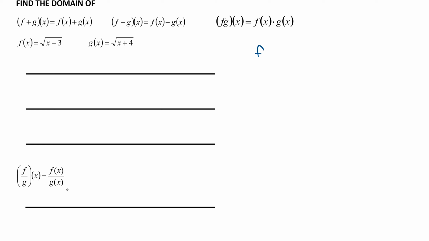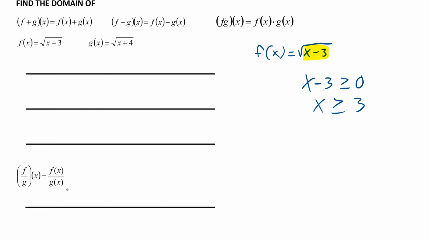So we're going to start with f of x and find out what its domain is. So if you remember with radicals, whatever is inside the radical has to be positive. So we say that x minus 3 must be greater than or equal to 0, because it can also be 0. And then solving it, we get x is greater than or equal to 3.